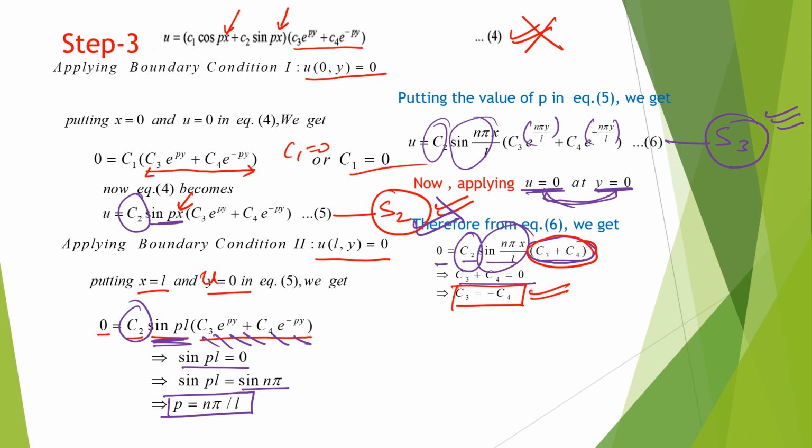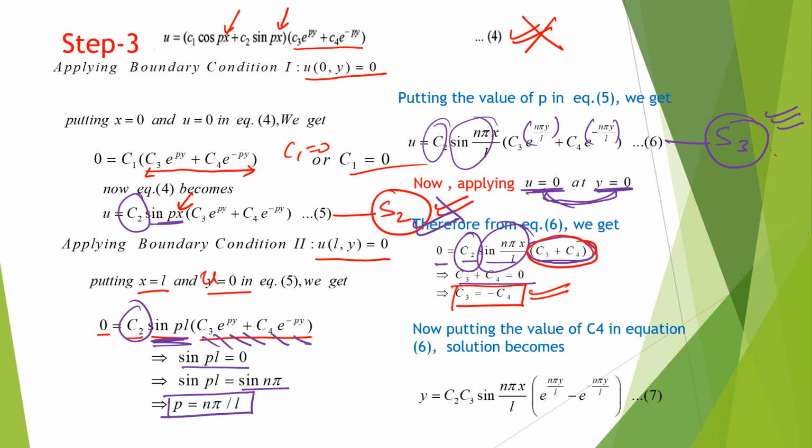Now substituting this value in our new solution S3, we get the new solution. This is S4, the new updated solution. Now you have to forget S3. The new solution is y equal to c2 c3 sin n pi x by L, e to the power n pi y by L minus e to the power minus n pi y by L. This is the new solution.